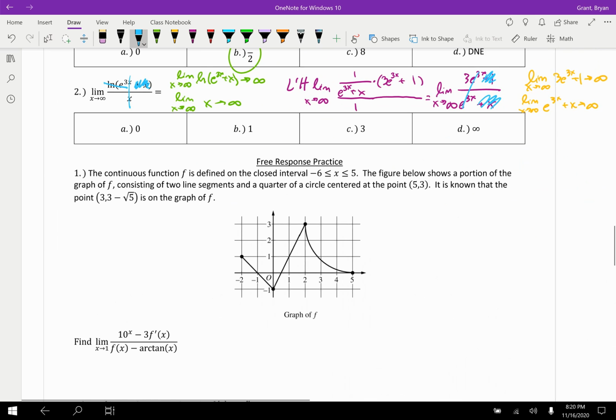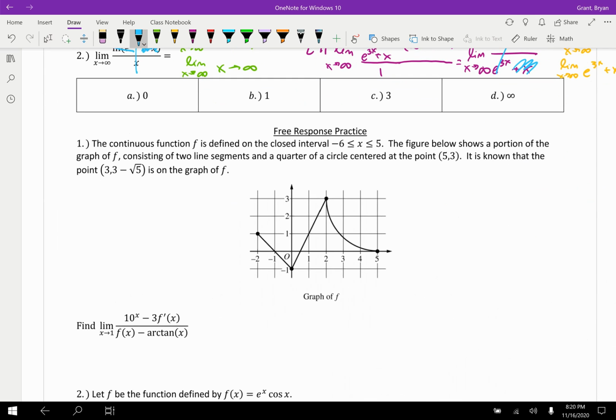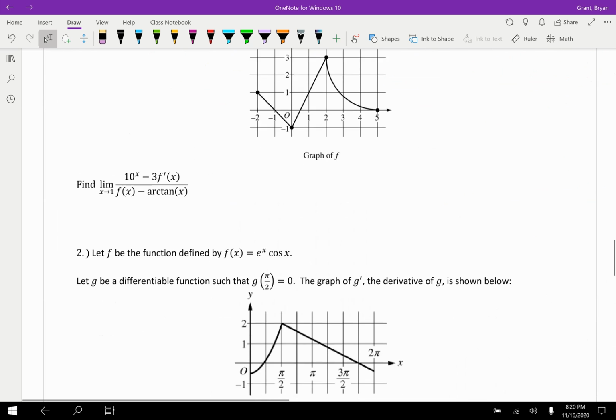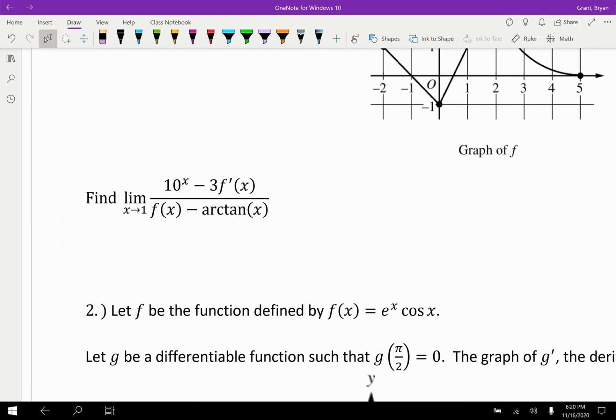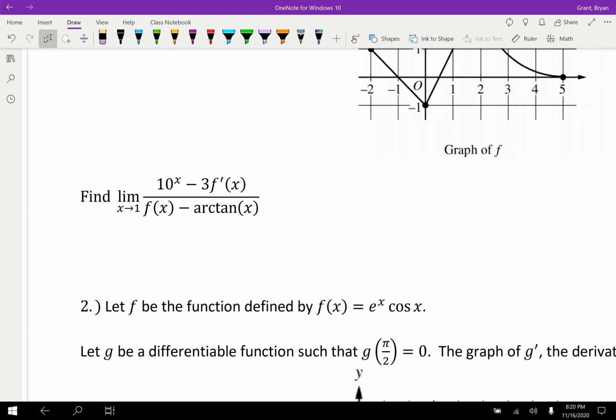All right, free response practice. Let's rock and roll. A continuous function is below f. They give us a point. Find a limit. Okay, well, let's go ahead and actually take a limit here. Again, it looks like it might be L'Hopital, so let's try L'Hopital. But before we do L'Hopital, let's do the setup. The limit as x approaches 1, kind of keeping in line with this fraction, of 10 to the x minus 3 f prime of x. And then also in the denominator, the limit as x approaches 1, f of x minus the arctan of x.